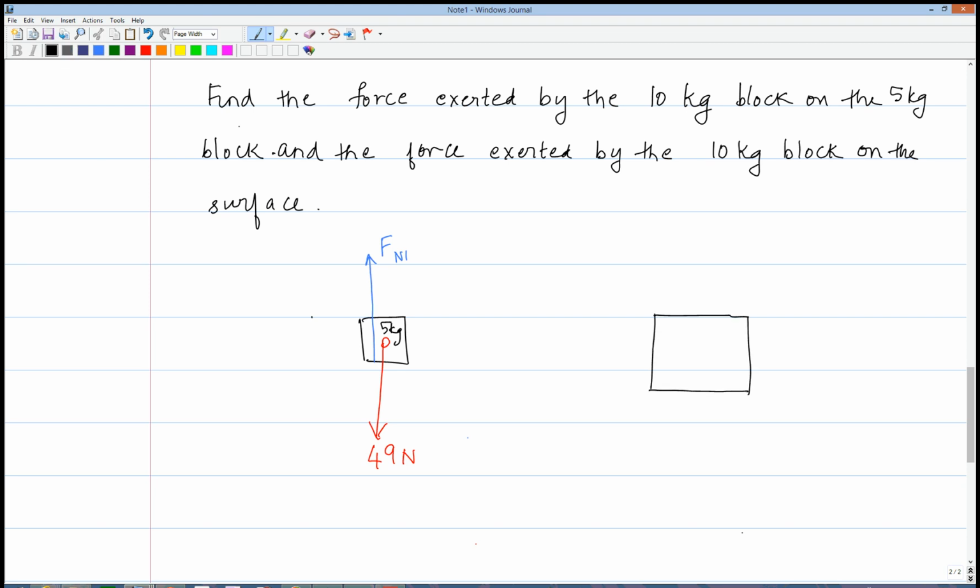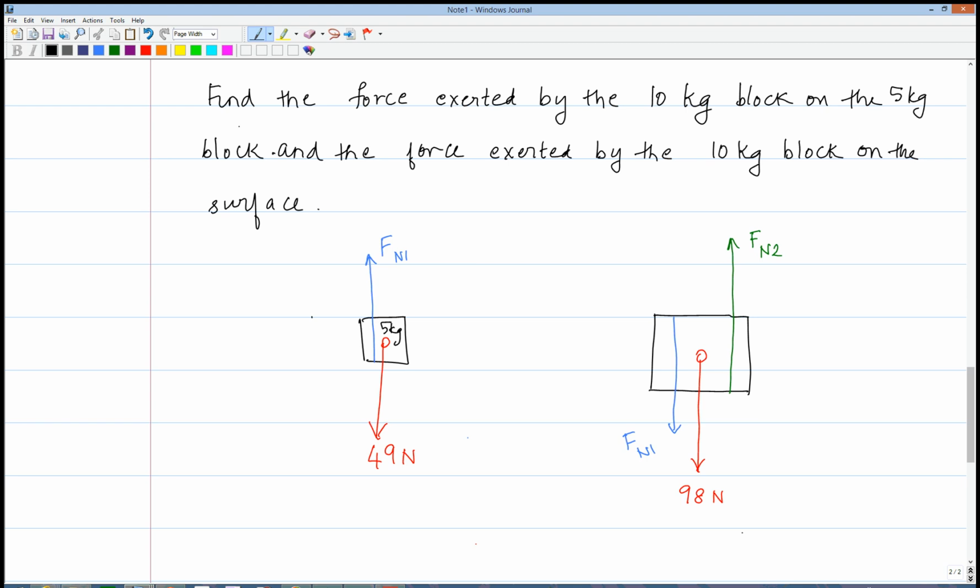Now, let us draw the free body diagram for the 10 kg block. For the 10 kg, we have its weight pushing it down, which is 98 newtons. Then we have the force of contact between the 10 kg and the surface pushing it up, which I'm going to call Fn2. The one thing that people seem to forget in this situation is that the 5 kg block also pushes down onto the 10 kg block with a force which is equal to Fn1, and that's why I've used the same colors for the two forces.